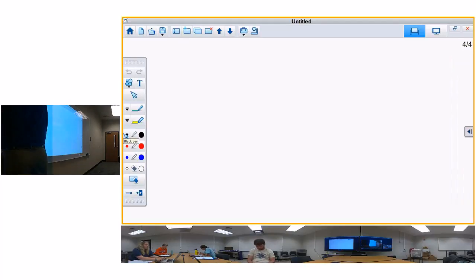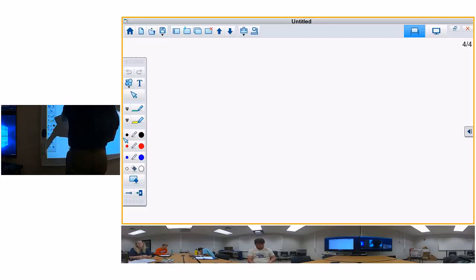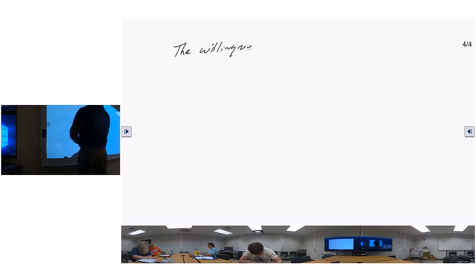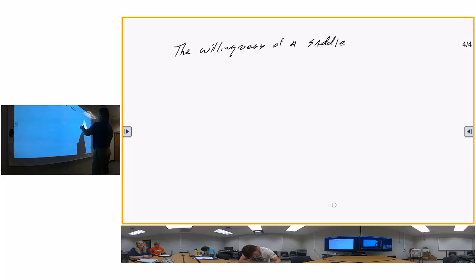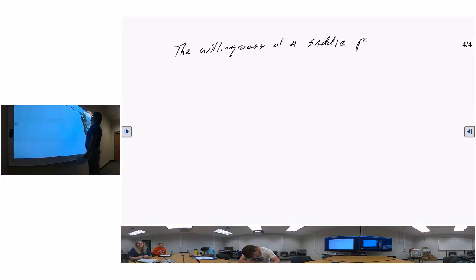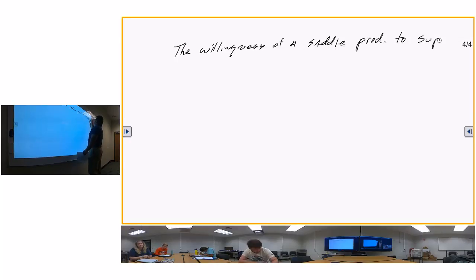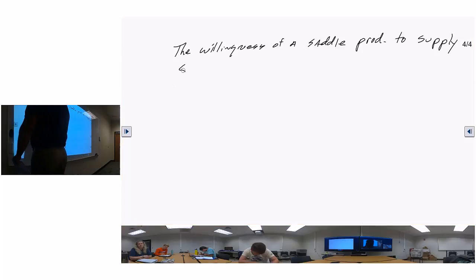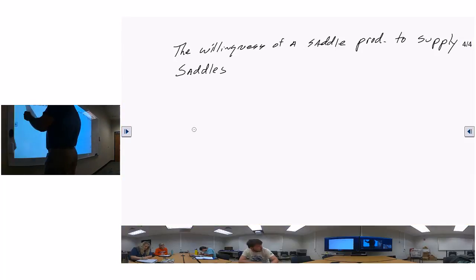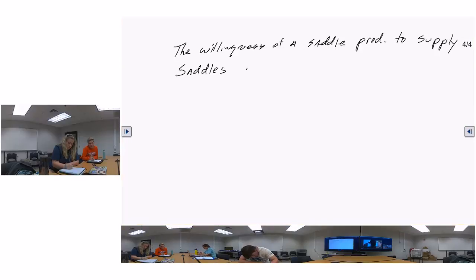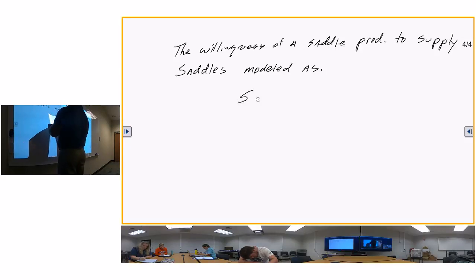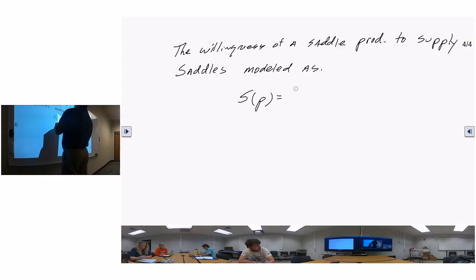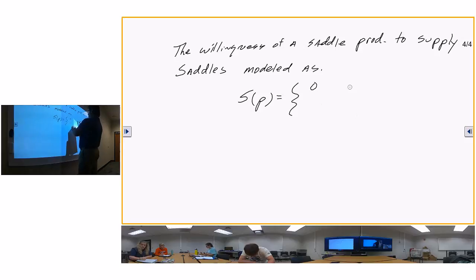Okay, here we go. I'm gonna write the question out if I can read it. The willingness of a saddle producer, and I guess it means saddle like going on a horse, to supply saddles is modeled as S of P is equal to 0 for P is less than 5.